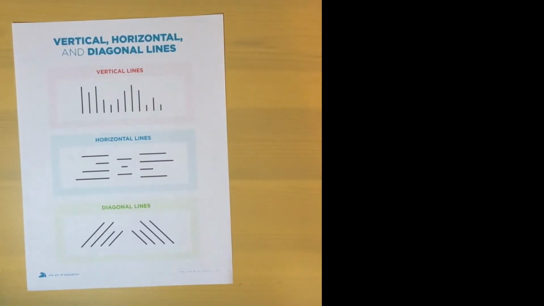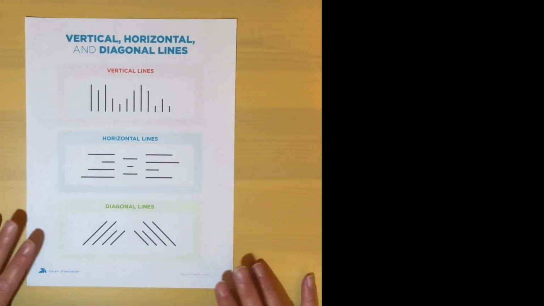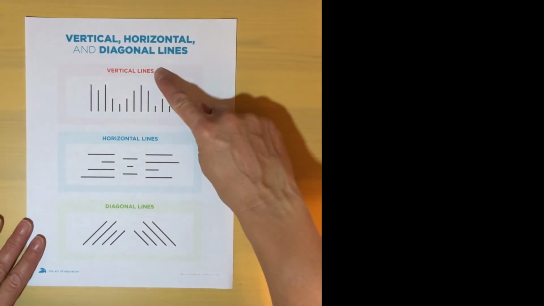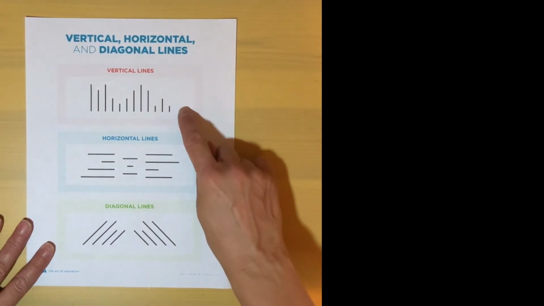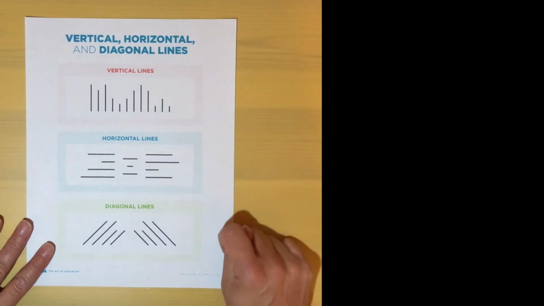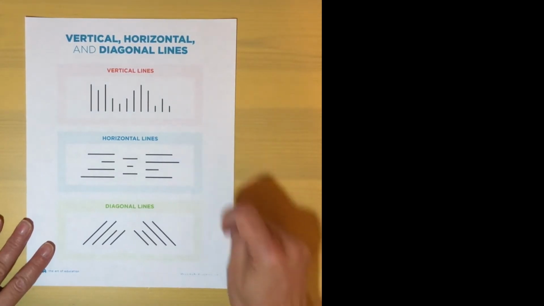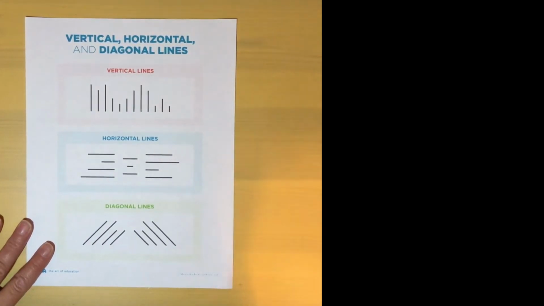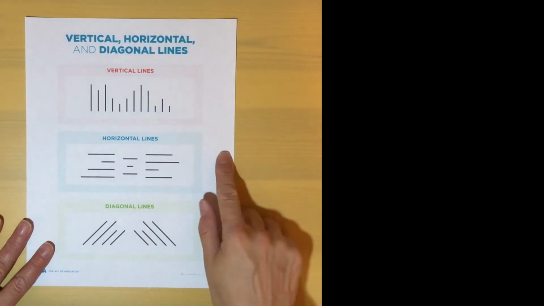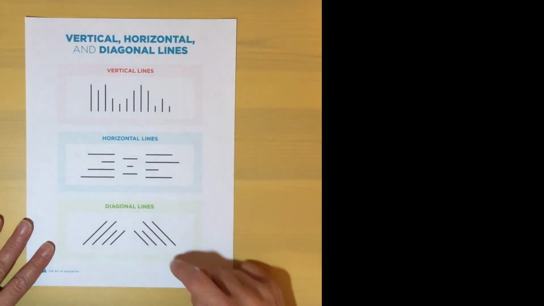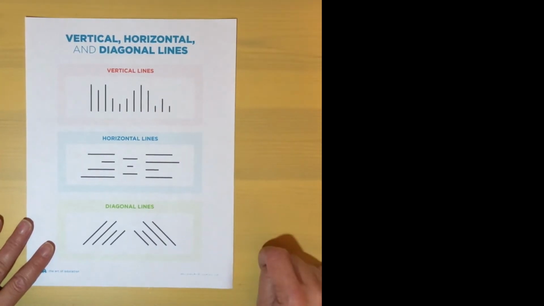Let's look at a few simple lines first. We have vertical lines. How would you describe the vertical lines? We have horizontal lines. How would you define horizontal? And we have diagonal lines. Look around your house, your room, outside.